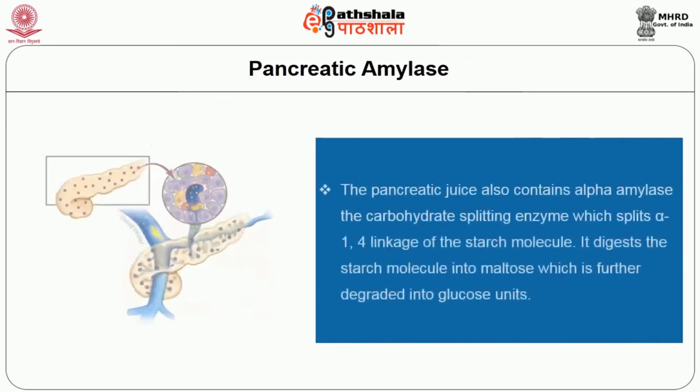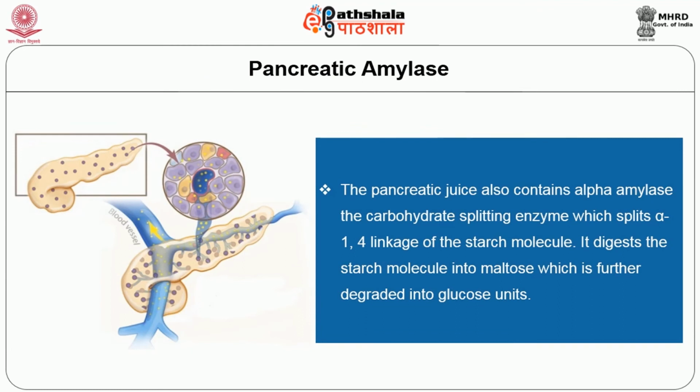The role of pancreatic amylase on carbohydrates is that the enzyme alpha amylase splits the alpha-1,4 linkage of the starch molecule and digests the starch molecule into maltose, which is further degraded into glucose units.